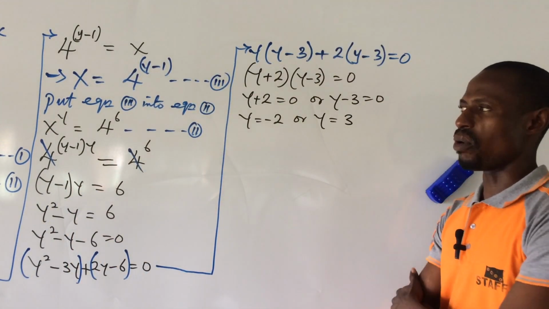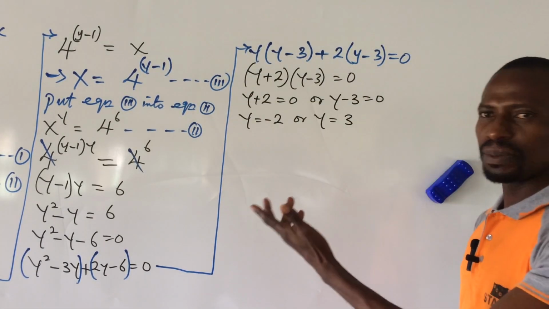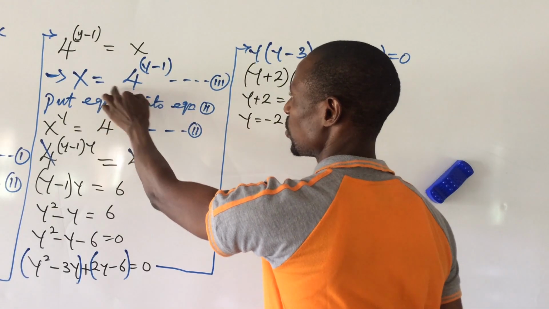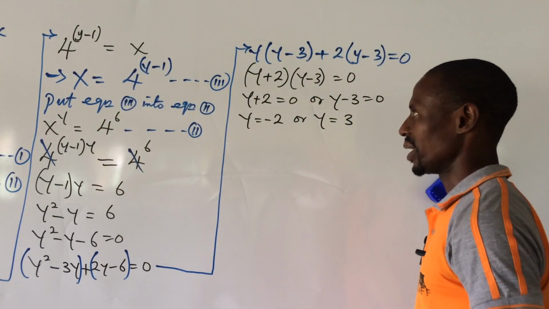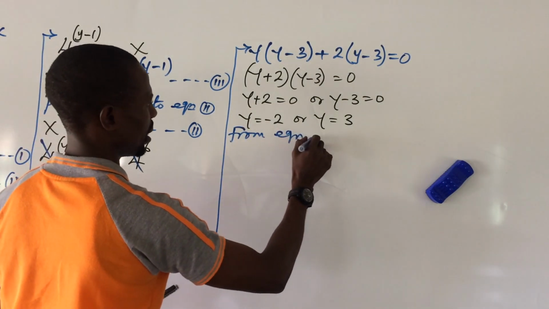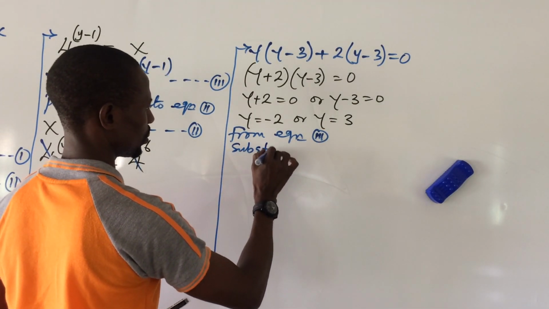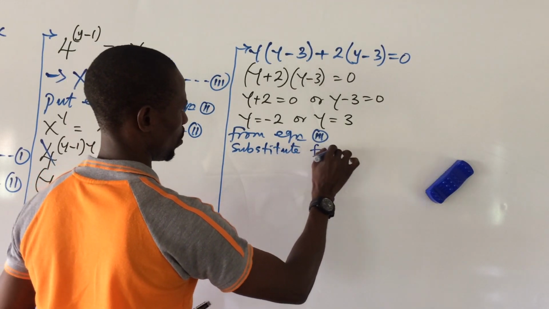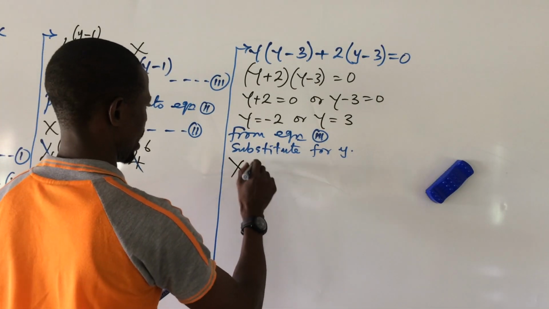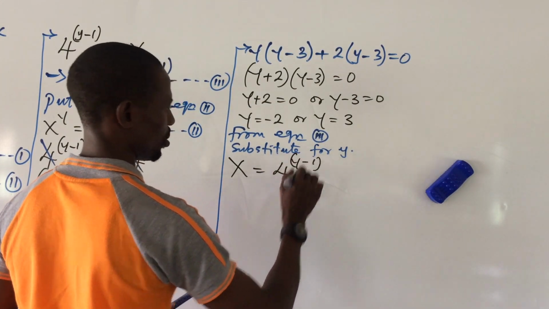Then let's go ahead and look for the value of our x. How do we get the value of x? Let's bring our mind back to equation 3. Look at equation 3. It says x equal to 4 to the power of y minus 1. So from equation 3, we substitute for y. We pull down our equation 3: x equal to 4 to the power of y minus 1, close bracket.